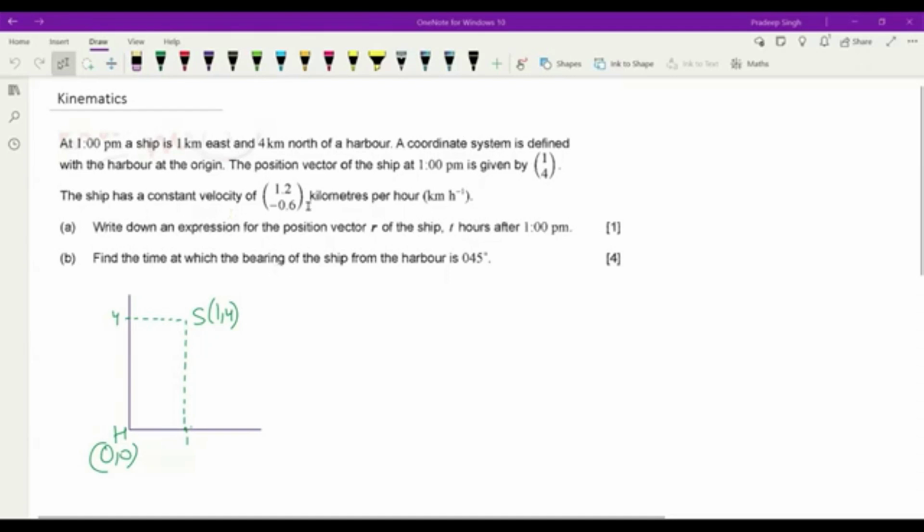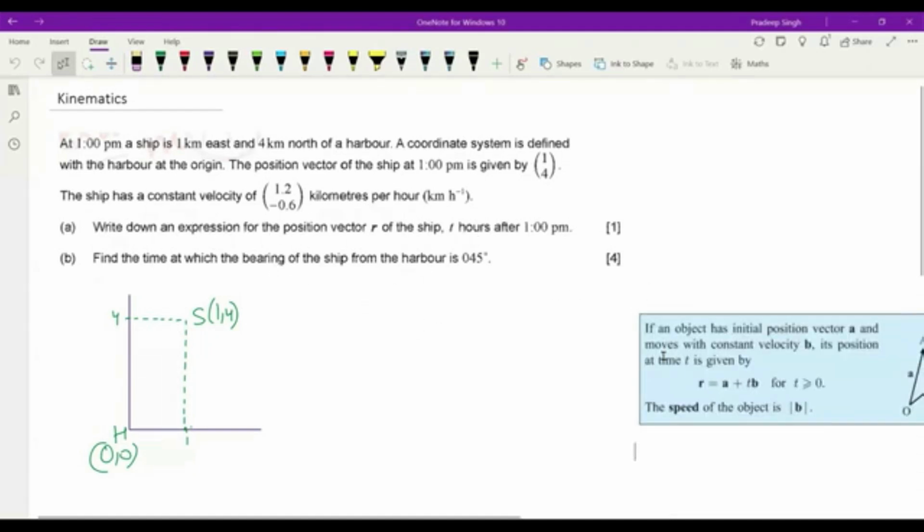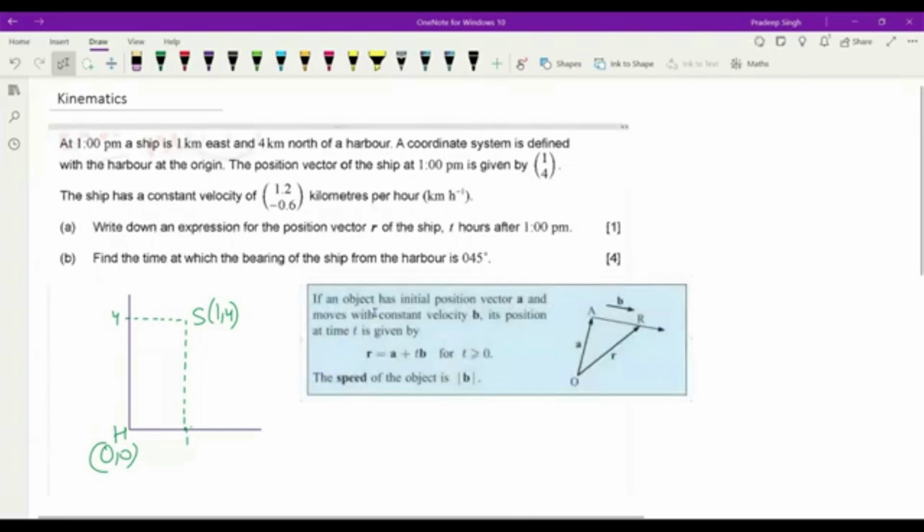Next question, we have to find the expression for position vector of the ship. So let us recall the basic expression. If an object has an initial position vector of A and moves with a constant velocity B, the position vector is given by this expression A plus tB, where A stands for the initial position vector and B stands for the velocity vector. So in this question, the A vector, which is the initial position vector, is (1, 4).